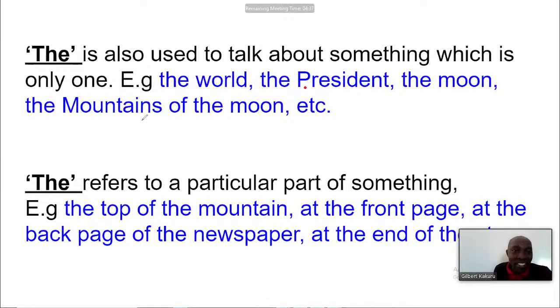But now on this slide, we're talking about something that is only one in the world, or let's say only one on this planet. Like we have one world, we don't have two worlds. We have the world. We're also talking about the president. Every country has one president. That's why we say the president. You cannot say a president, because the president is only one. Then we also have the moon and the mountains of the moon.